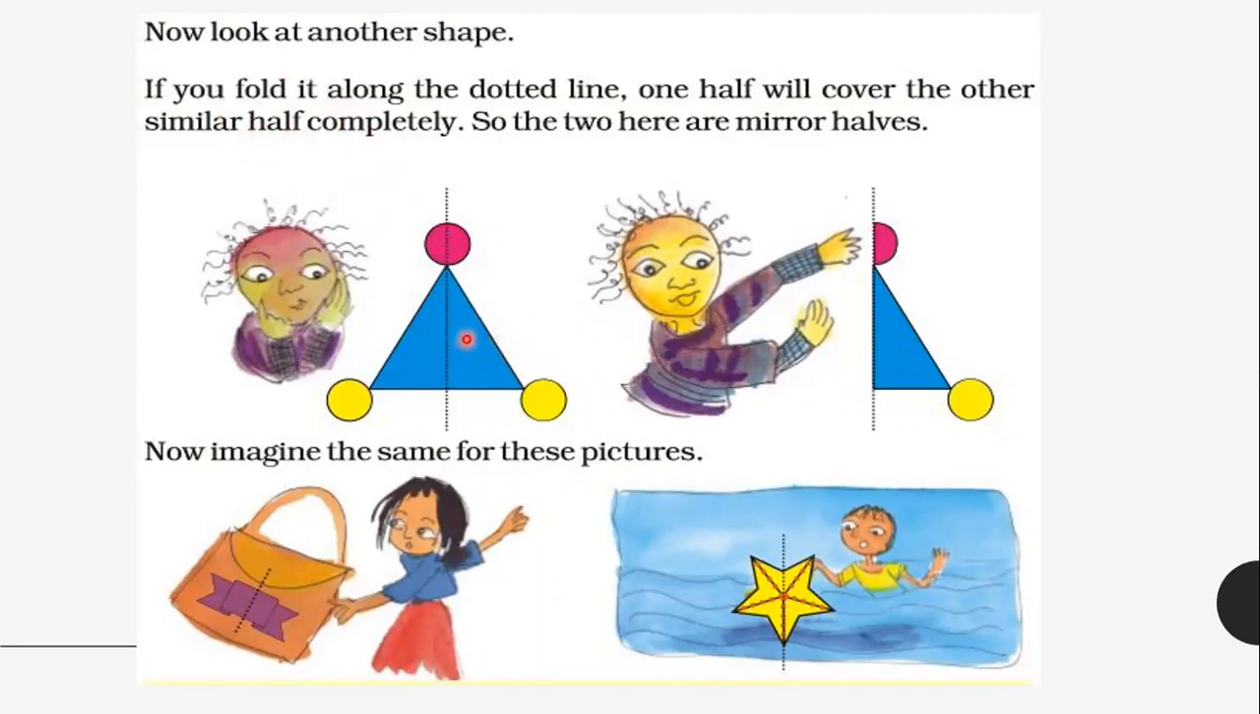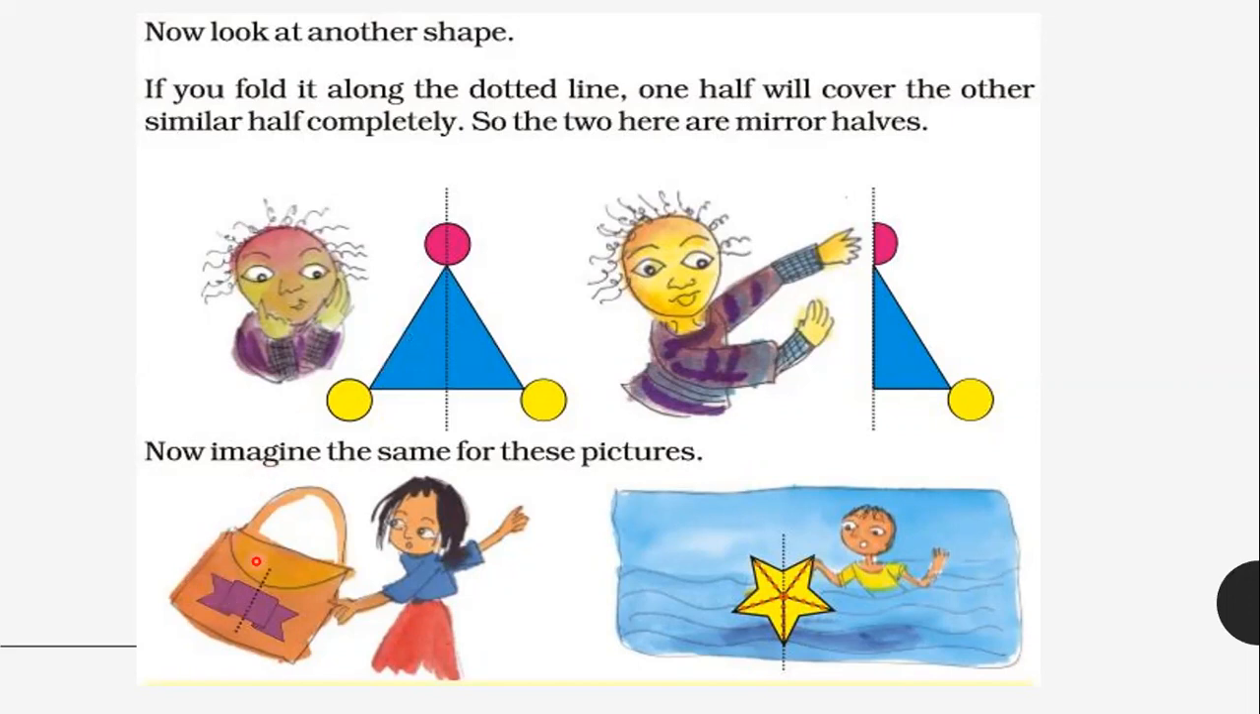First is the triangle. The line of symmetry is given, a vertical line of symmetry is given, and this line divides the triangle into two exact halves, right? So these two parts are mirror halves. Mirror halves, they are identical. Why? Because this figure is a symmetrical figure. That means in a symmetrical figure, we will get two identical halves, or we can say two mirror halves, right?